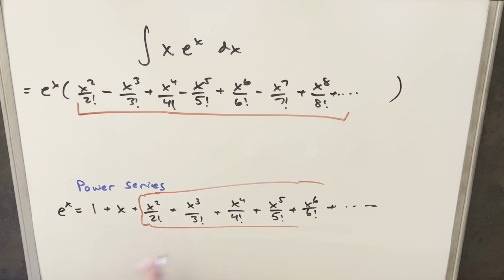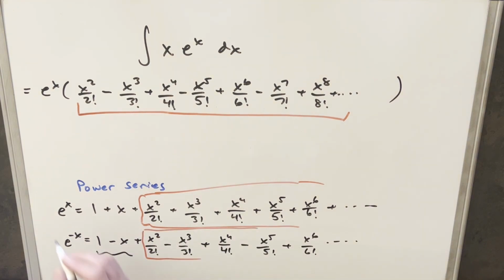But this is actually easy to adjust if we just look at what happens for the power series of e to the minus x. We plug in minus x everywhere we see an x. So what's going to happen is we start with our 1. This becomes minus x. This, because it's squared, is still x squared over 2 factorial. This one, because it's cubed, we get the minus sign. We now have exactly what we have here, except for this extra 1 minus x. So the fact that we're missing this is actually going to be really easy to fix.